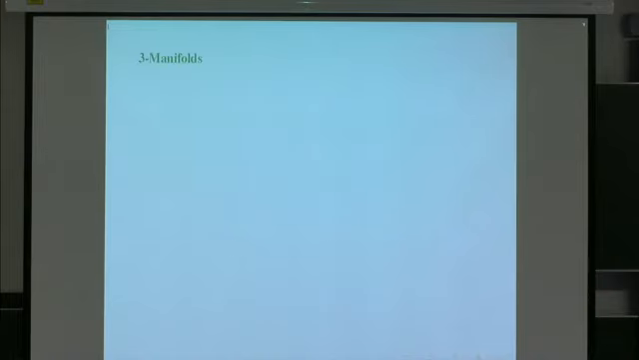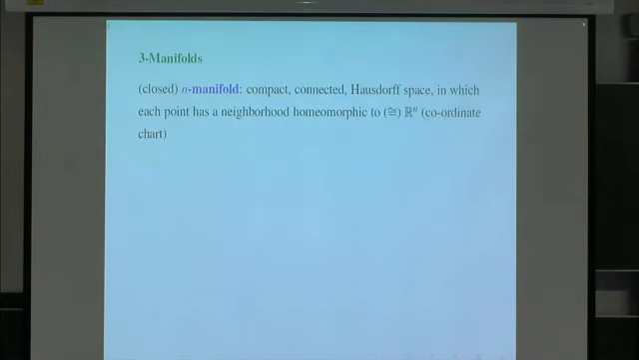In fact, let's just start talking about manifolds in general. All the manifolds I talk about are going to be closed. So a closed n-manifold is a compact, connected, Hausdorff topological space that is locally Euclidean. So every point has a neighborhood homeomorphic to R^n. We'll call such a neighborhood a coordinate chart. And I'll remind you that Hausdorff means that every 2 distinct points have disjoint neighborhoods.